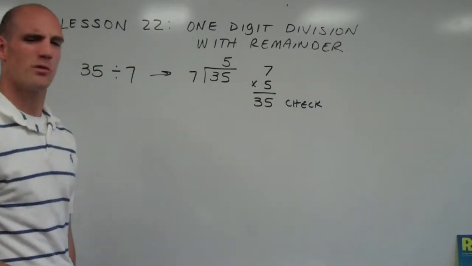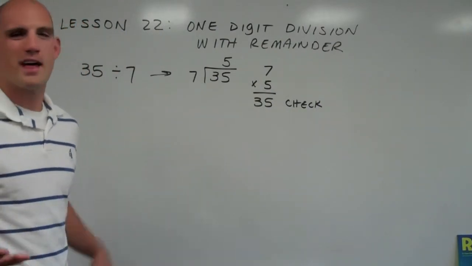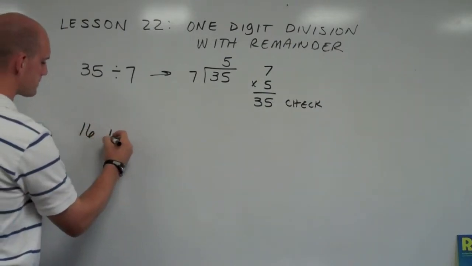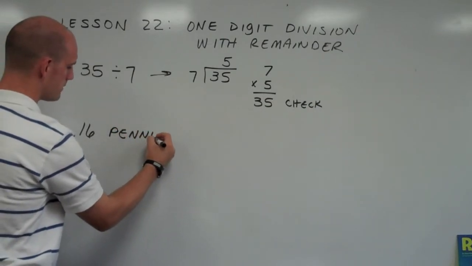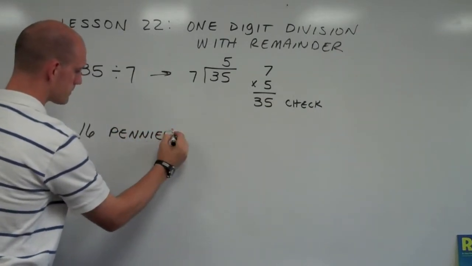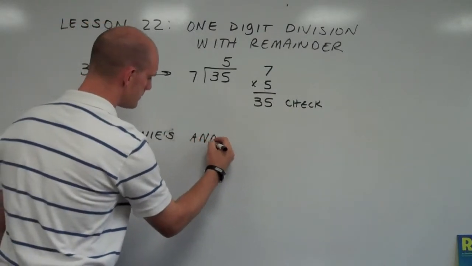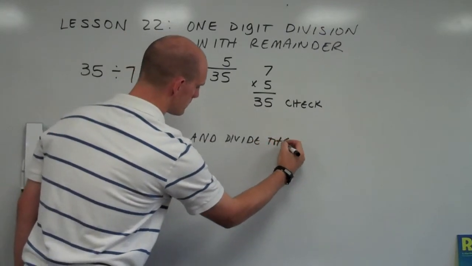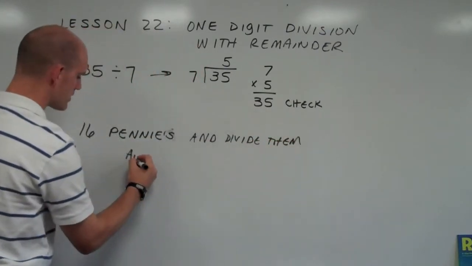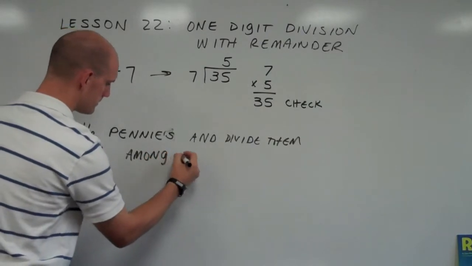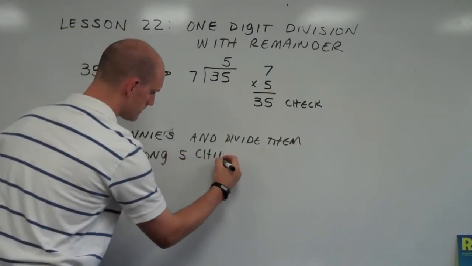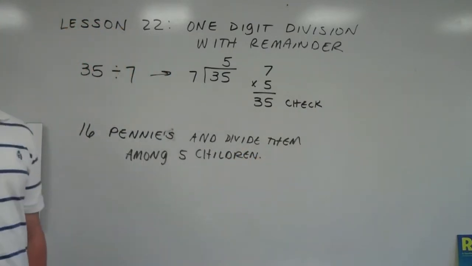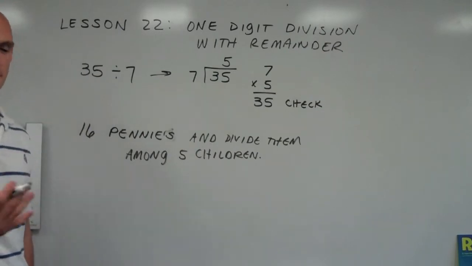But there are some times when we have problems that will have a remainder that might not divide evenly into a group, such as if we take 16 pennies and divide them among 5 children. If we take 16 pennies and divide them among 5 children, let's look at what happens.